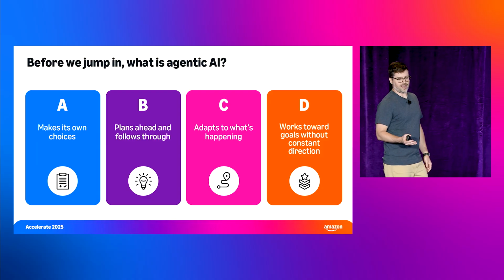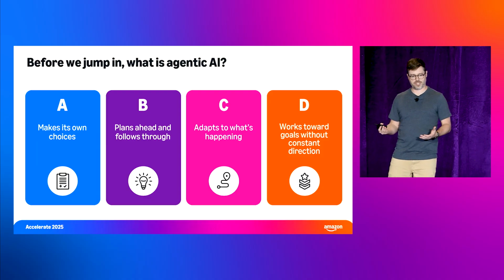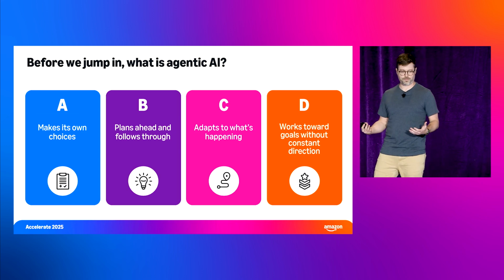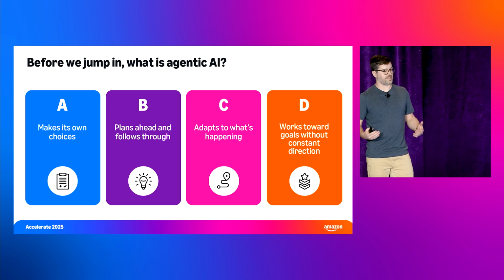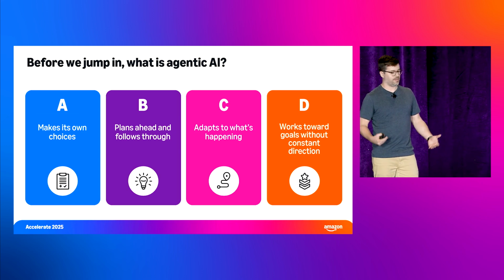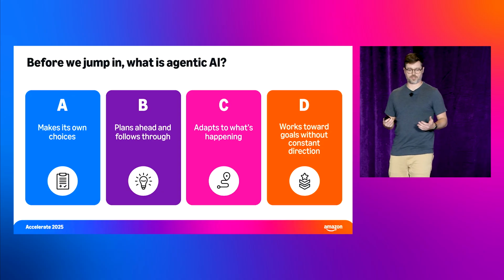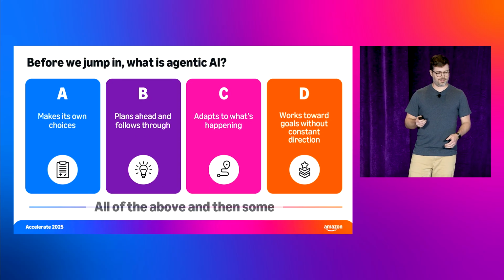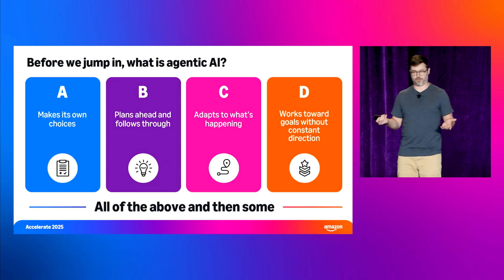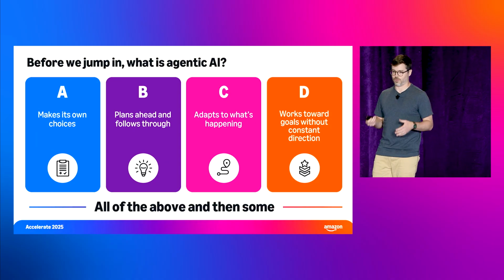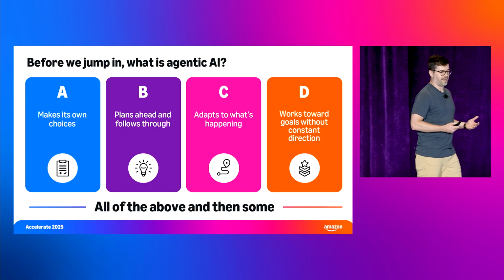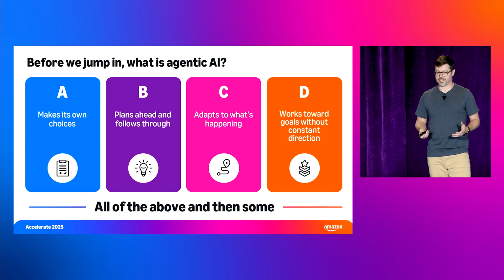Is an agentic AI system A, a system that makes its own choices? Is it B, a system that plans ahead and follows through? Is it C, a system that adapts to what's happening? Or is it D, a system that works toward goals without constant direction? Well, if you guessed any of those, you were right. And if you guessed all of these things, you were really right. Because one of the things that's really powerful about agentic AI is that it can do all of these things.